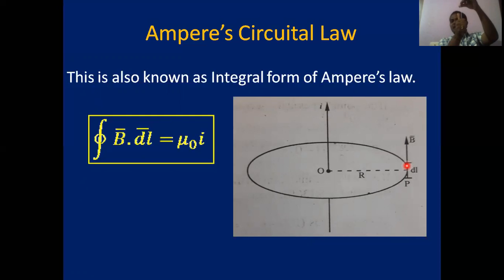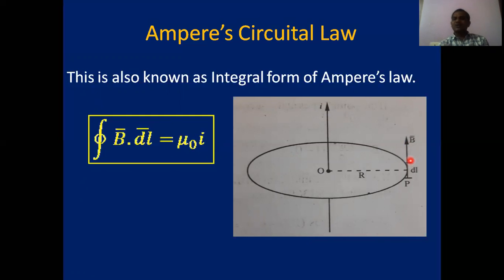Therefore, on the circular path, if you imagine concentric circles around this conductor, at any point the direction of magnetic induction field strength is along the tangent line direction. So therefore, the direction of B bar is along the tangent line direction. In our figure, dL bar direction is also along the tangent line direction. Here, B bar is parallel to dL bar, or B bar and dL bar are in the same direction. So the angle between B bar and dL bar is 0.